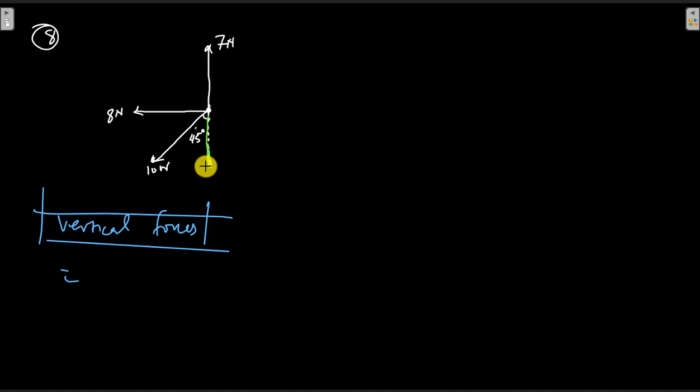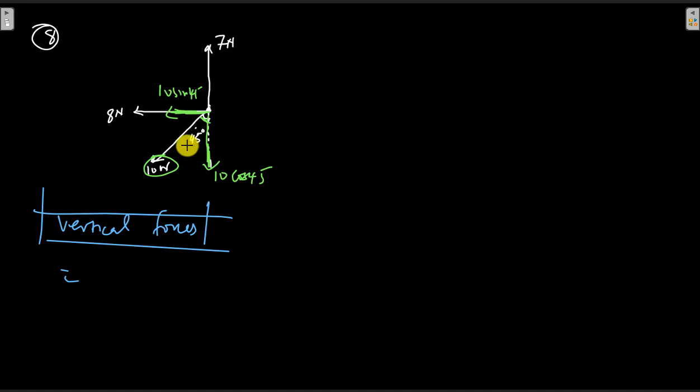So I'll use that green color. This component is going to be 10. You see the angle is actually here, so this is cos 45. If the angle is here, then that would be sine. So that's 10 cos 45. Also, there is a component here of the 10 newton force, and that's going to be 10 sine 45.